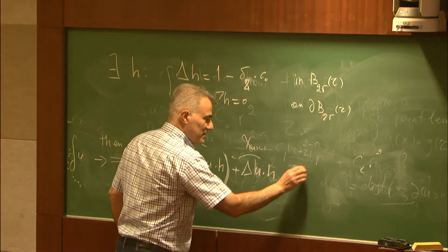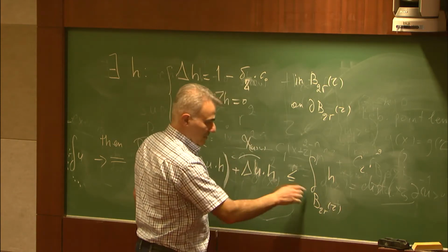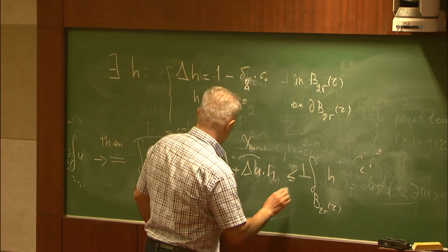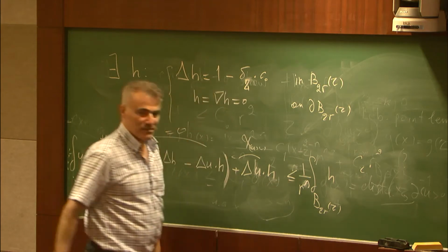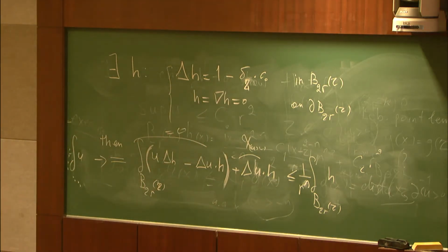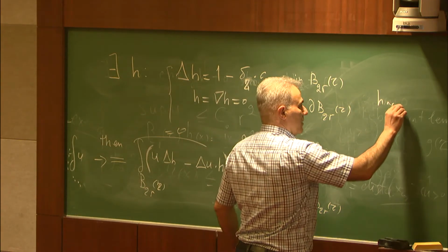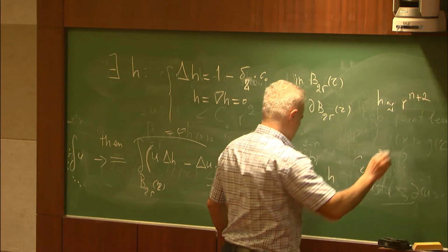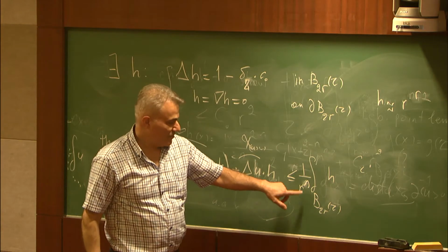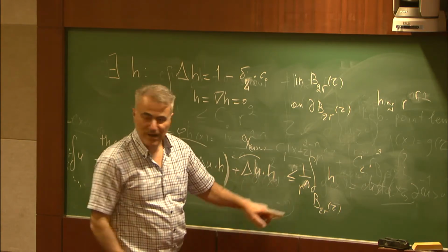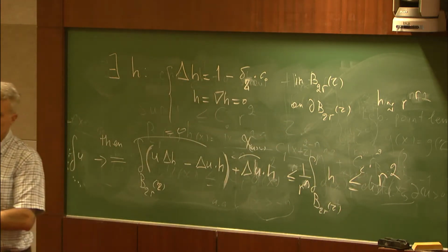So the whole thing is less than the integral of h, over the ball B_r, less than or equal to, and then divided by what? R to the power n, up to a constant. That is a different constant. But we said that h is going to be like R^2, sorry. You see that the volume here is compensating R to the power n, so the whole thing is less than R to the power 2, up to a constant. So that's another proof.